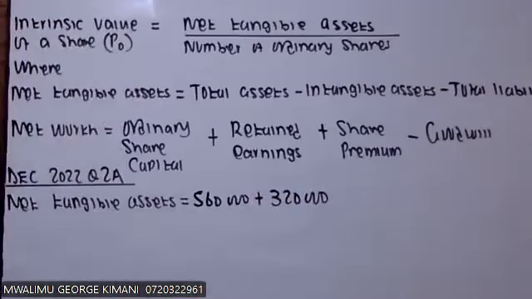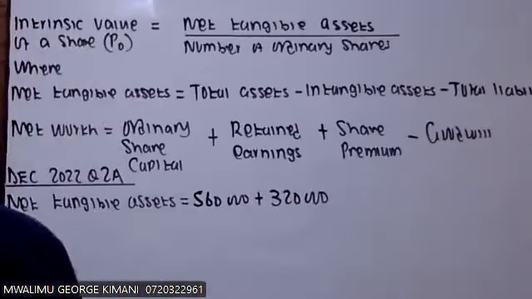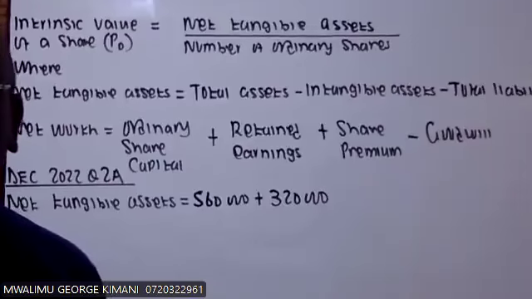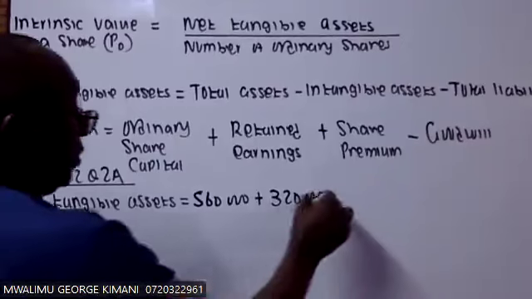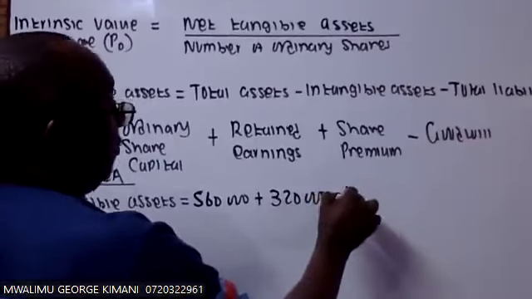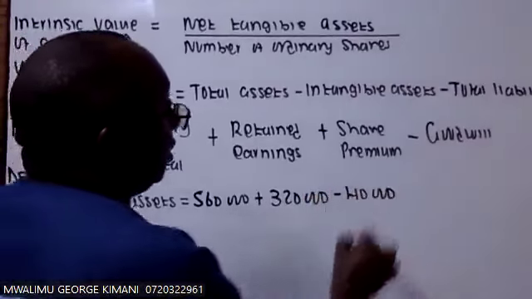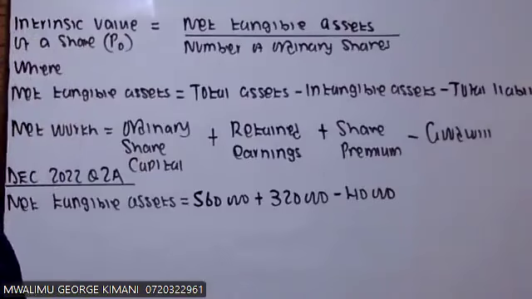Now you minus any intangible. The intangible asset here is just goodwill, 40,000. We minus 40,000 as an intangible asset.